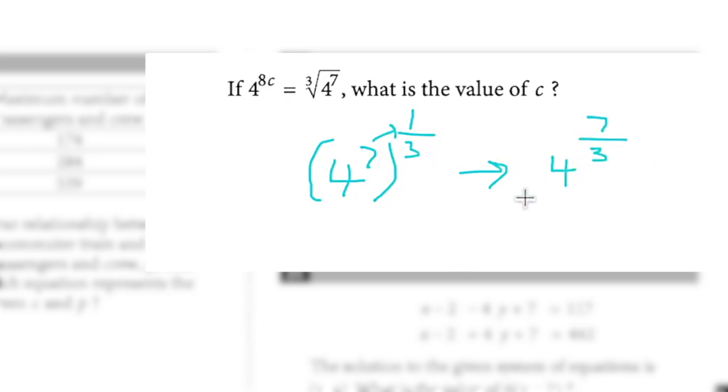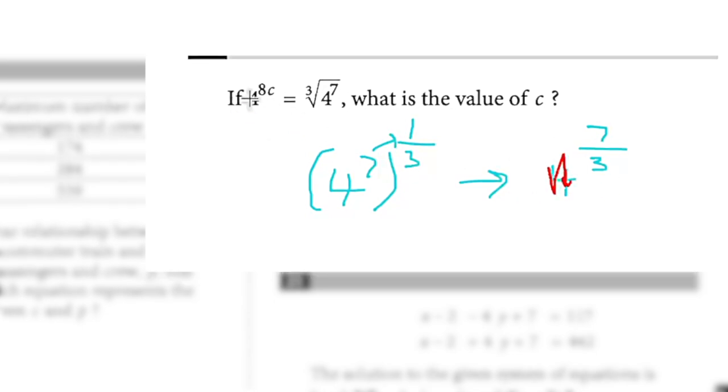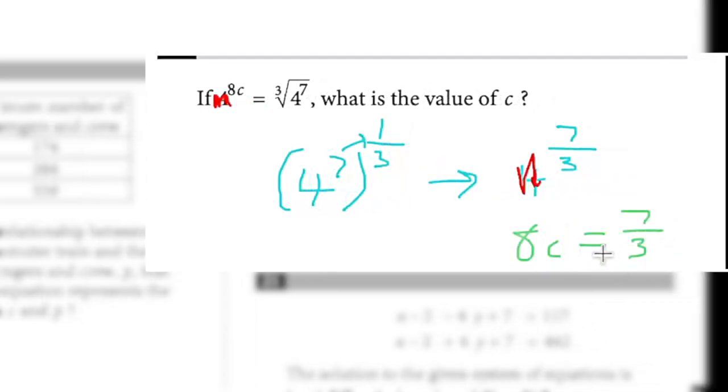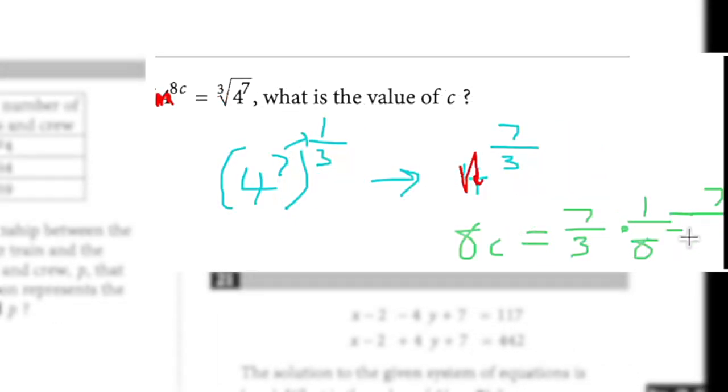And now we have this thing where if two sides of an equation have the same base, we can get rid of the base. So we have a base of 4 and a base of 4. And now we just have 8c equals 7 over 3. We want to divide by 8 to get rid of the 8 on the left side, which is the same as multiplying by the reciprocal. So I'll just times 1 over 8 equals 7 over 24.